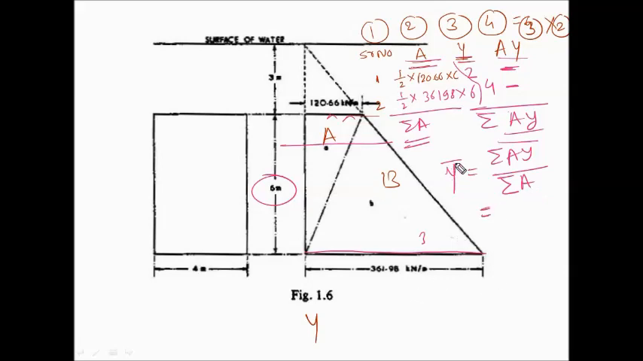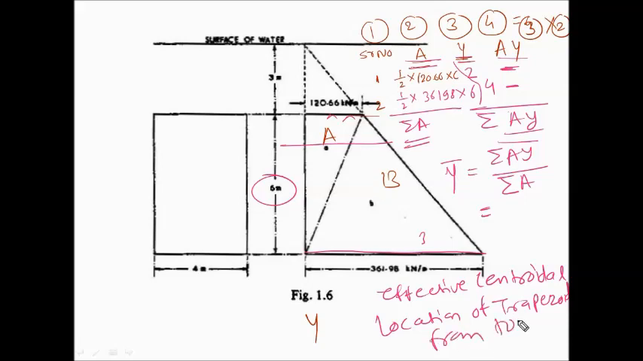Y bar is the effective centroidal location of the trapezoid from the top of the bulkhead. Why is it from the top of the bulkhead? Because the reference axis we have taken, that is x, this one, is the top of the bulkhead. So whatever y bar you get, that will be the centroid of the trapezoid from the top of the bulkhead.